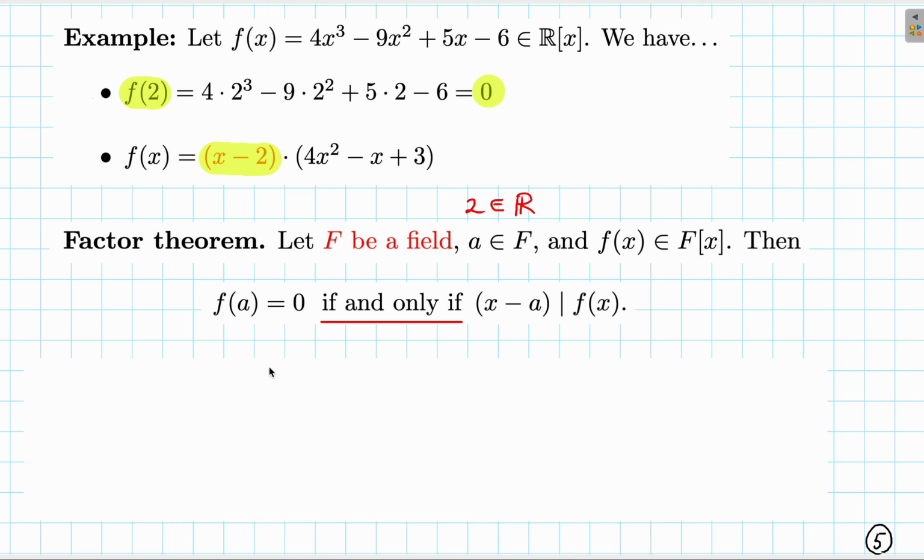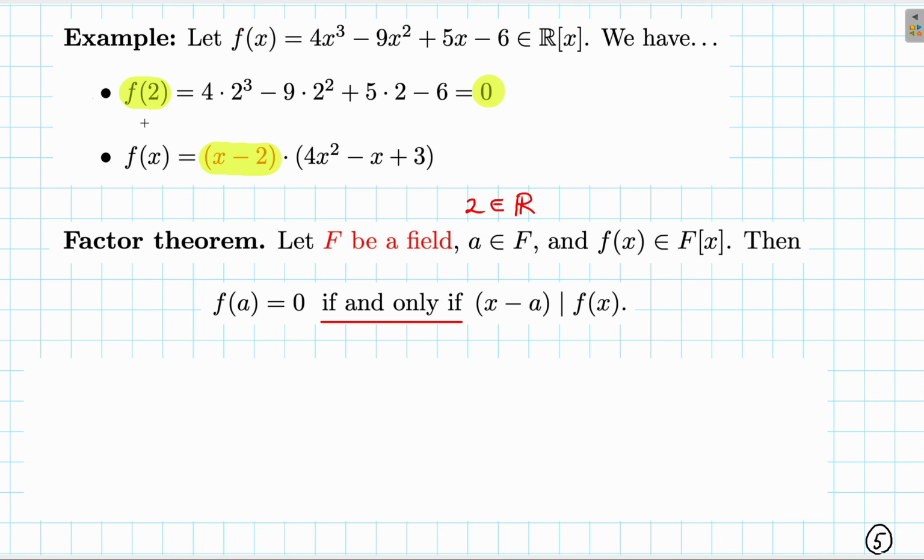Now this is an if and only if statement. So there are actually two statements we need to prove. First is if f of a is equal to 0, then x minus a is a factor of f of x. Then the second statement is its converse, namely if x minus a is a factor of f of x, then f of a is equal to 0. And as typical of these if and only if statements, one of those two happens to be more difficult than the other to prove. And it's the first one that's more difficult.